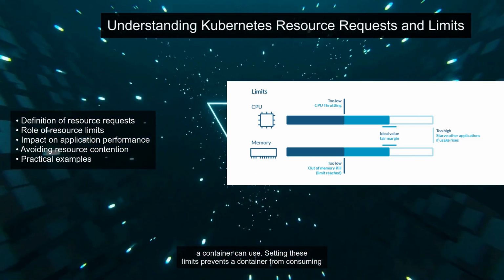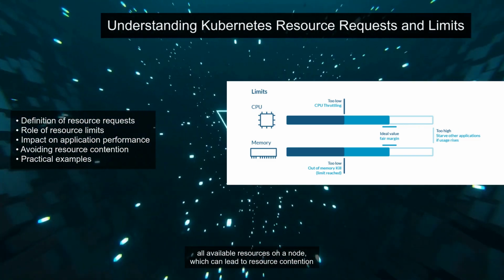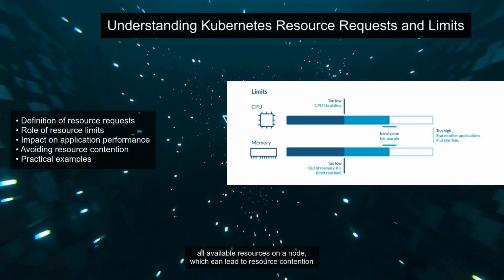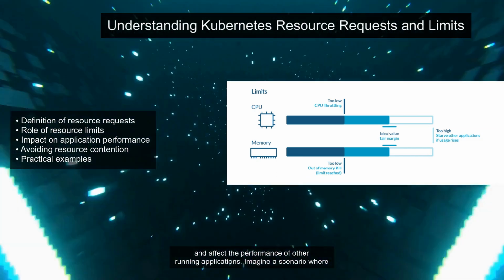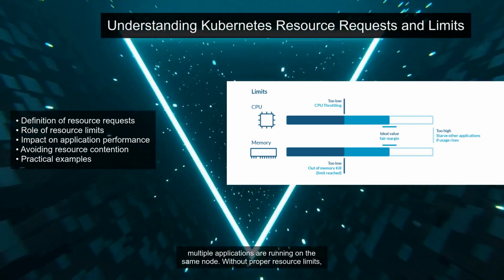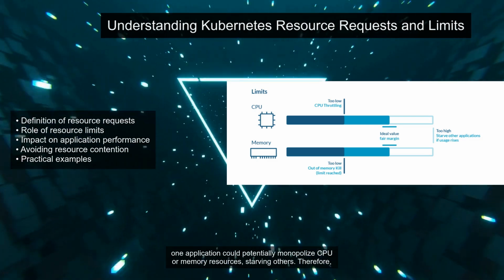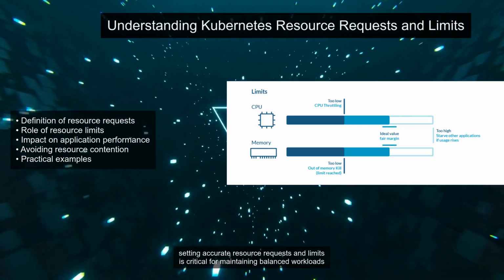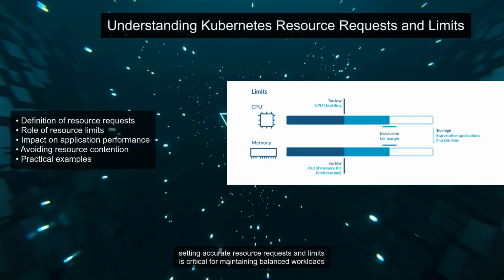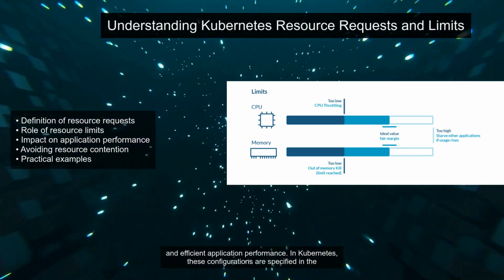Setting these limits prevents a container from consuming all available resources on a node, which can lead to resource contention and affect the performance of other running applications. Imagine a scenario where multiple applications are running on the same node. Without proper resource limits, one application could potentially monopolize CPU or memory resources, starving others. Therefore, setting accurate resource requests and limits is critical for maintaining balanced workloads and efficient application performance.